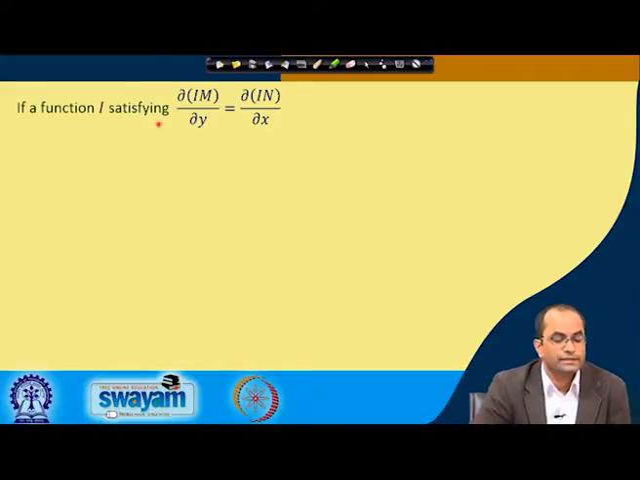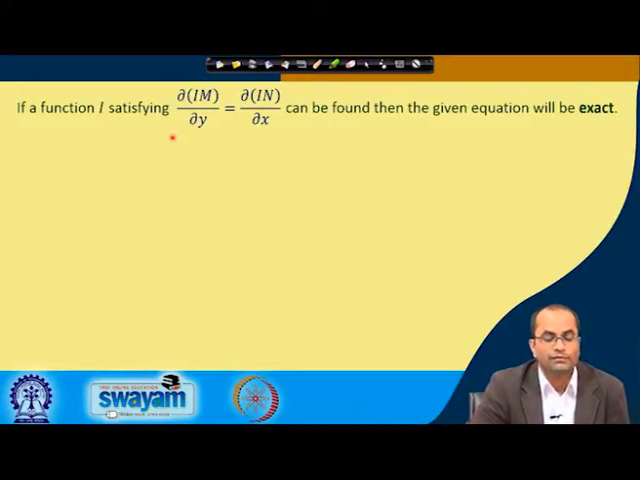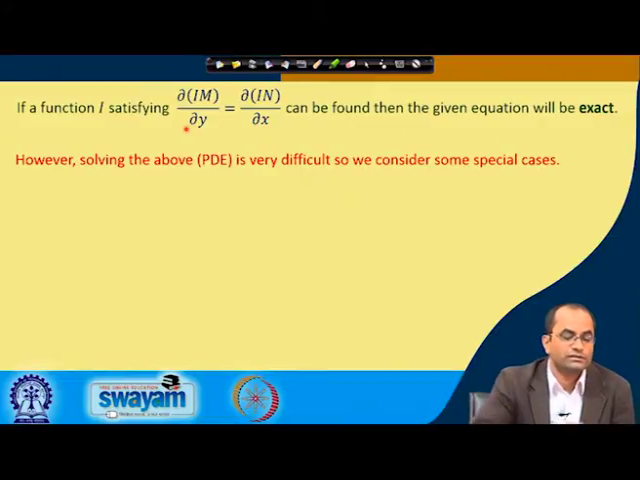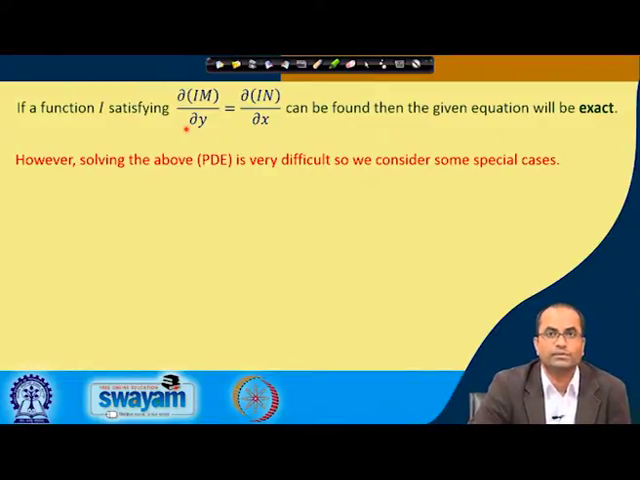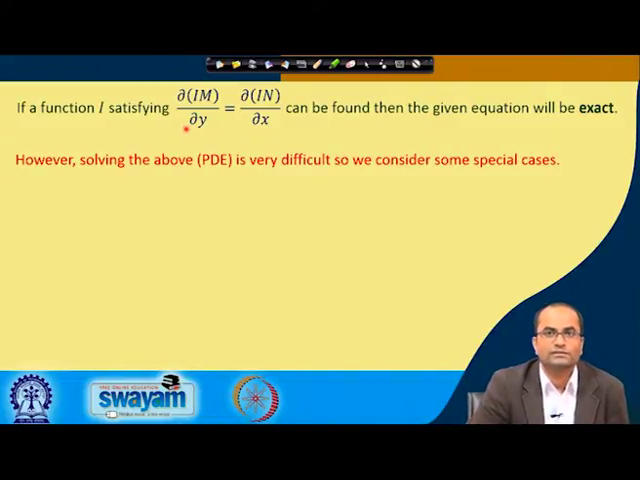So, if a function I satisfying this equation, ∂(IM)/∂y = ∂(IN)/∂x, can be found, then the given equation will be exact. The problem here is that solving this equation is not easy, because this is not an ordinary equation, this is a partial differential equation. We have the partial derivatives in this equation. So, this is a partial differential equation which is not very easy to solve to get this I out of this equation. So, we will have to consider some special cases where we can solve such equations.